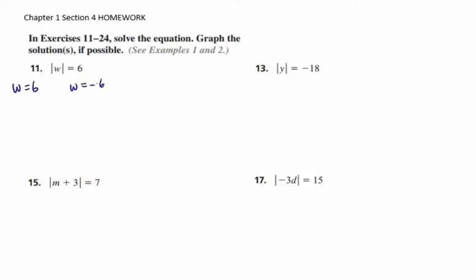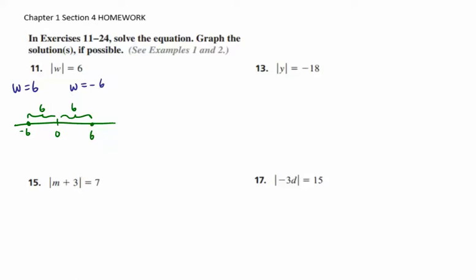And we're done. So if I were to go on and to graph this, I would set up a number line. Negative 6, positive 6. I know that 0 is in the center in this case, and each one is 6 units away from 0 on the number line. And so we found our solutions and we've graphed them as well.